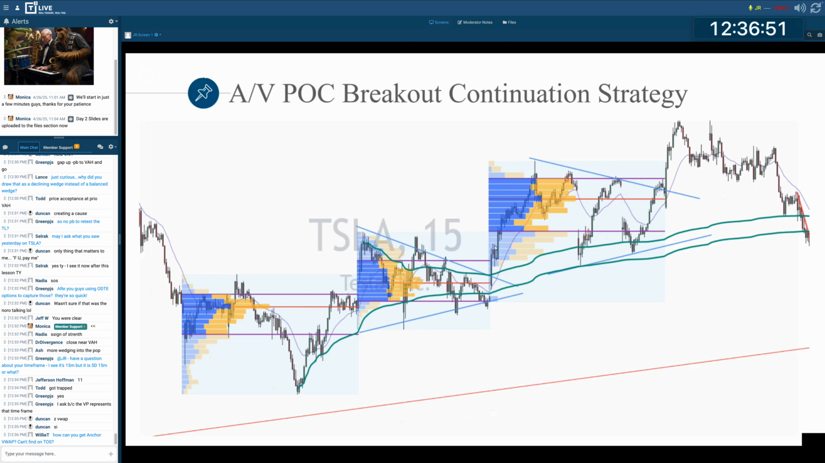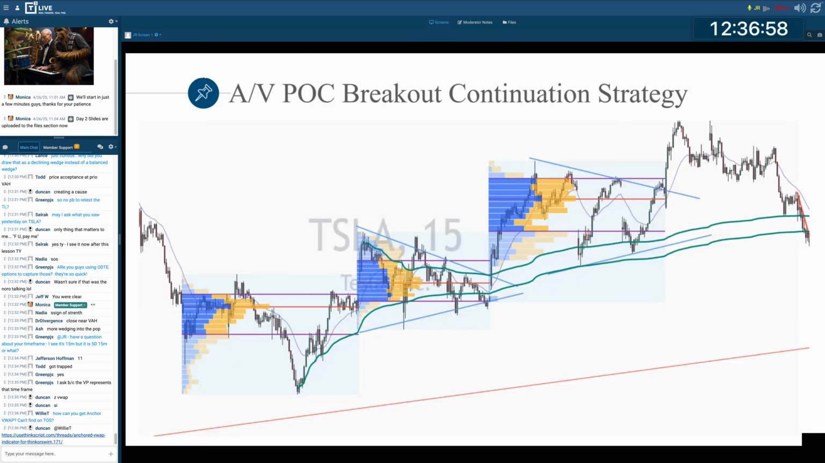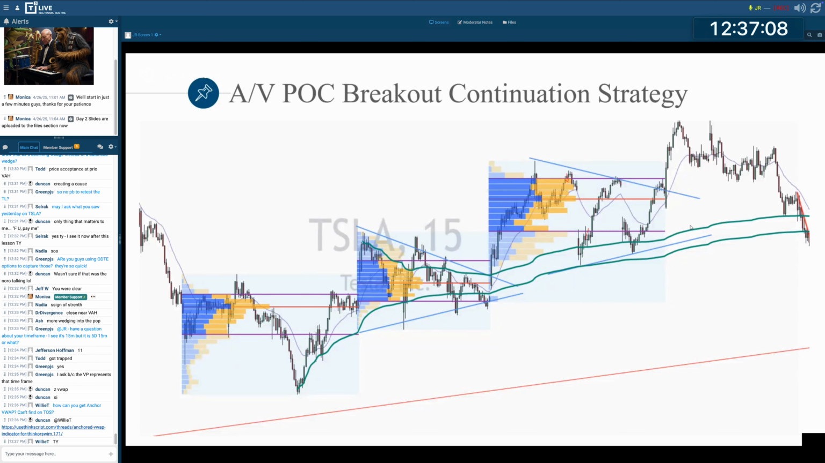How can you get anchored VWAP? It's an indicator. Can't find it on TOS? Willie, I don't use TOS, but there are hundreds of people in the room that do, and you should ask some of your colleagues. I'm not sure, but I know there's probably every possible variation of anchored VWAP you could imagine in Thinkorswim. If there's one thing they have, it's too many indicators, so I'm sure it's available.